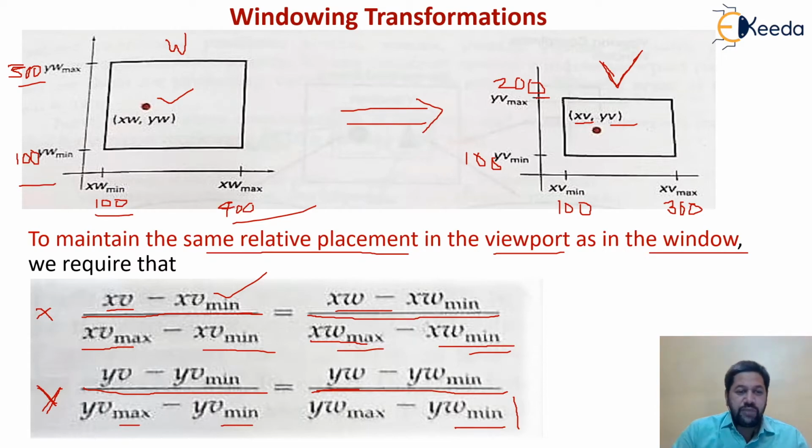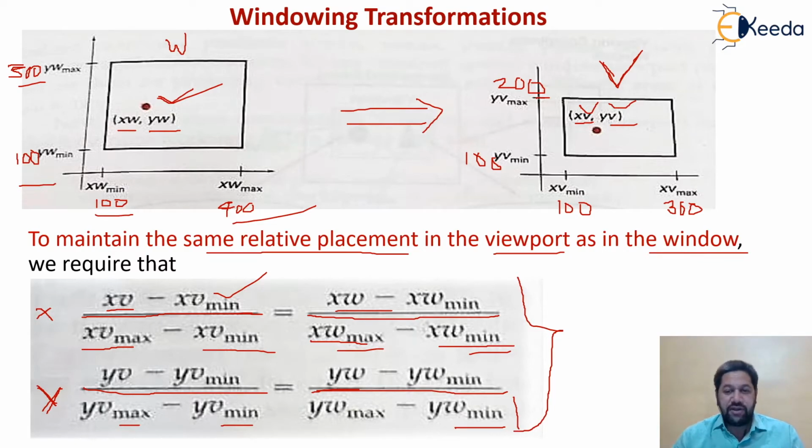In this particular case, whatever point I have here, represented as xw comma yw, should be appropriately represented in the viewport. What will its value be? When I go for this mapping, what should be my values xv and yv in the viewport? We have to find that out with the help of the equation, and for that we have written this. I'm just moving to the next slide to understand the exact equation.